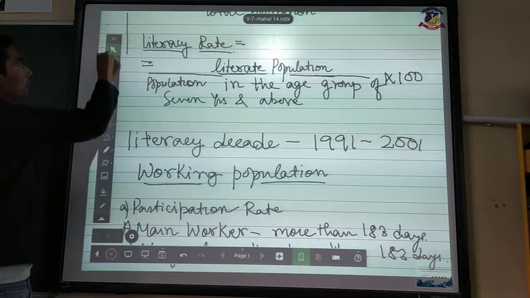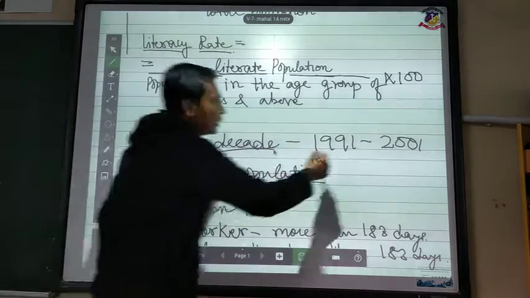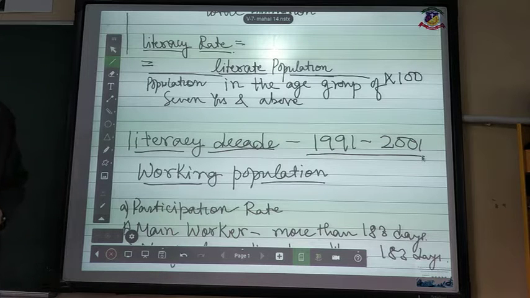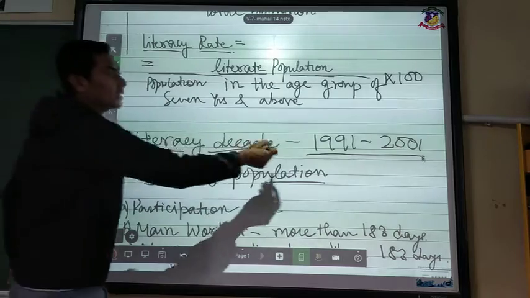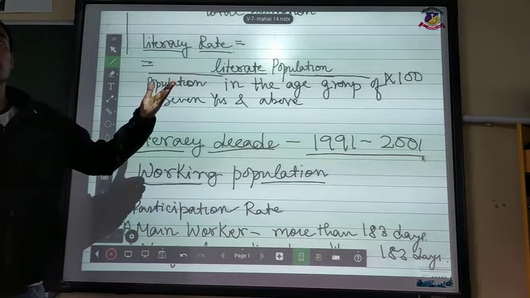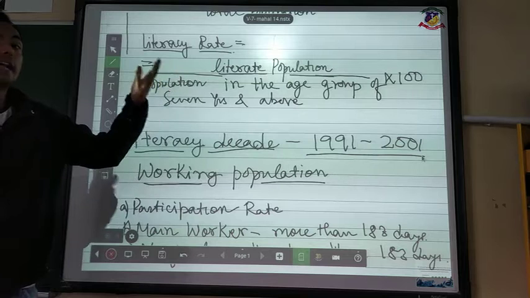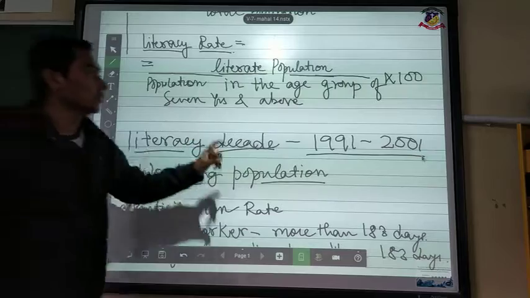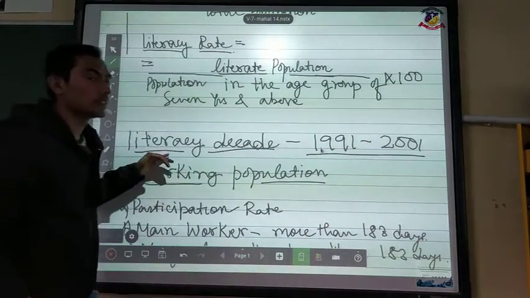The next important part of literacy is that the years 1991 to 2001 are referred to as the literacy decade. Why? Because in 1991 to 2001, the rise in the number of literate people was very high, and because of that, 1991 to 2001 has been termed the literacy decade.